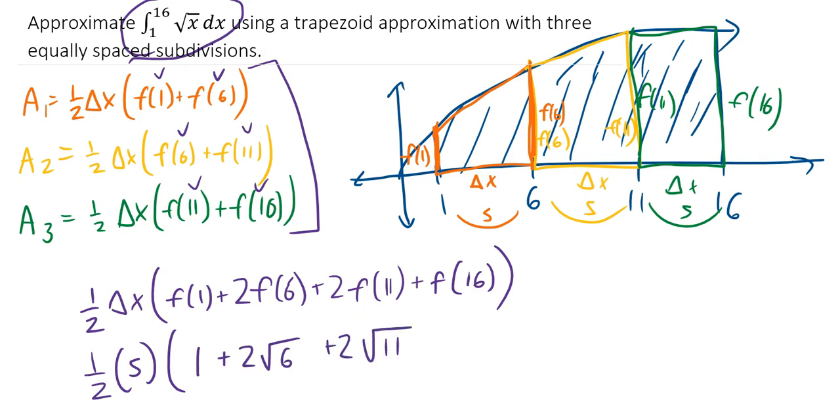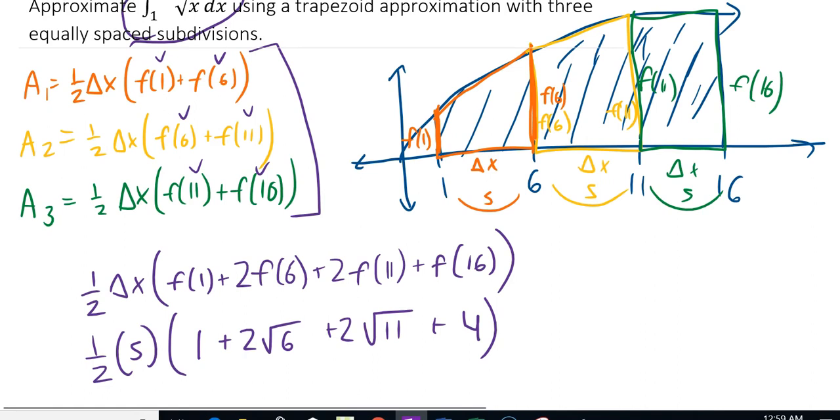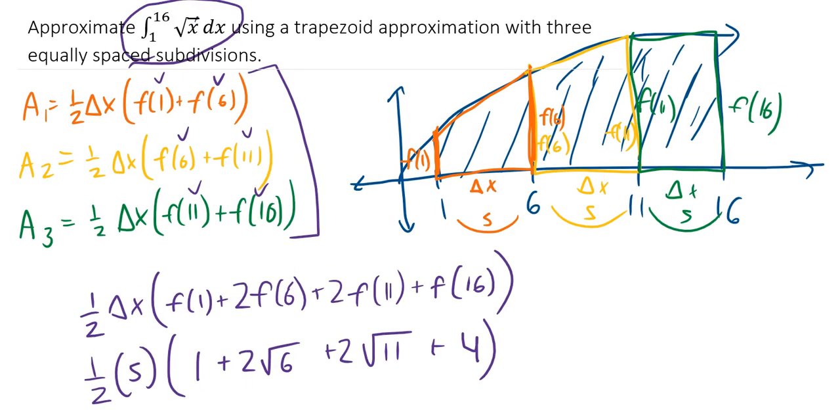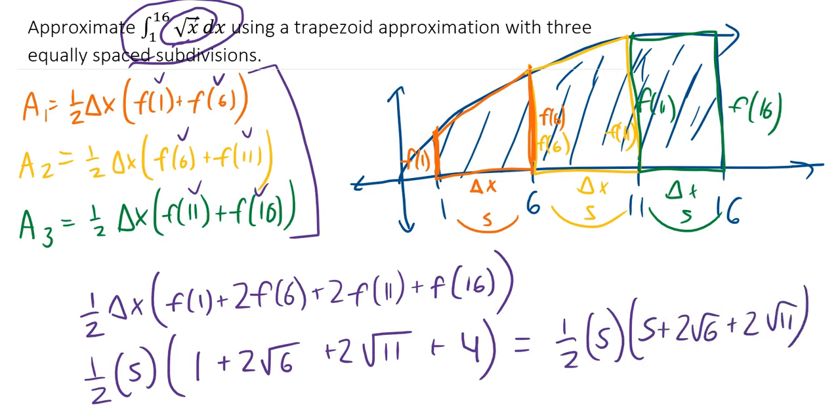I'm calling this f. I never defined f to be square root of x, but I hope that you have the common sense to know by f, I mean this function. So it looks like I come out to 1/2 times 5 times the quantity 1 plus 2 root 6 plus 2 root 11. If I care about simplifying, which maybe I do, maybe I don't, I get 25 halves plus 5 root 6 plus 5 root 11.